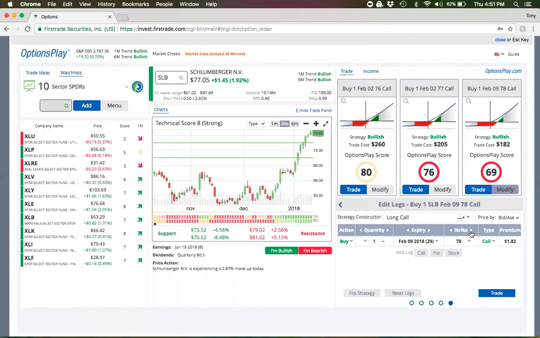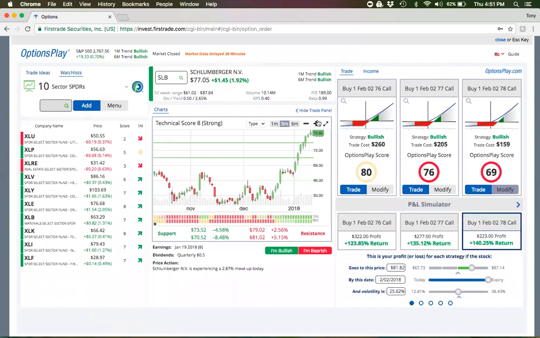So this platform, again, is designed to allow you to very quickly set up different strategies side by side and be able to make the comparison. So here, I have Schlumberger. I have the same expiration, February 2nd, but I have different strike prices. I have the 76, which is an in-the-money call. I have the 77, which is the at-the-money call. And I have the 78, which is the out-of-the-money call. And I'm doing this because if you're trading options, a lot of times you ask yourself, what should I trade? Which strike price should I trade? Which expiration should I trade? This tool allows you to quickly define that.